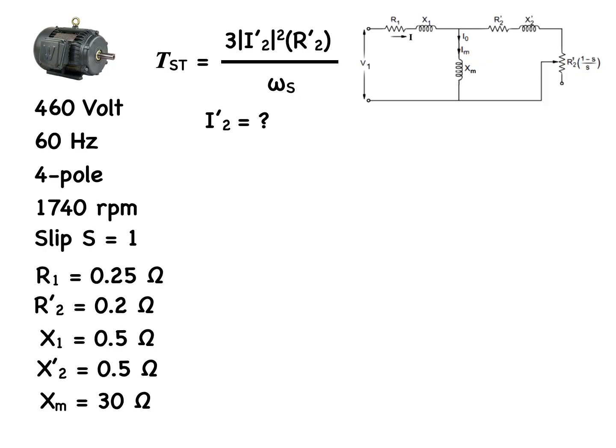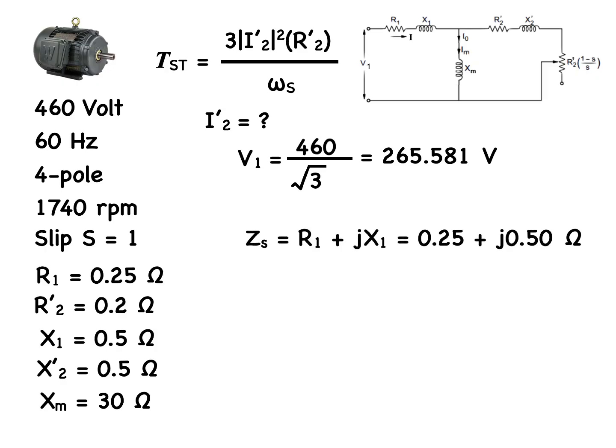The first step in calculating the magnitude of I'2 is to calculate the per phase voltage V1. V1 is equal to the phase-to-phase voltage 460 divided by the square root of 3, which is equal to 265.581 volts.